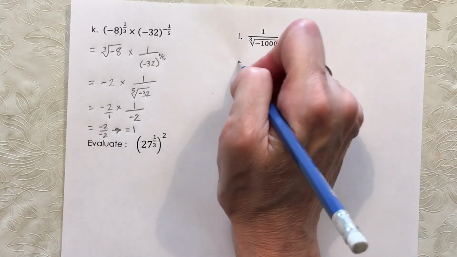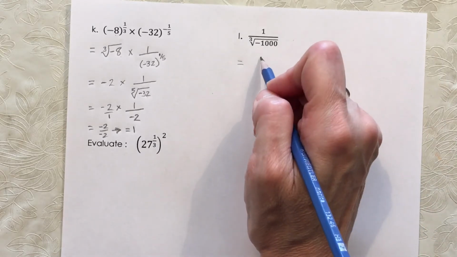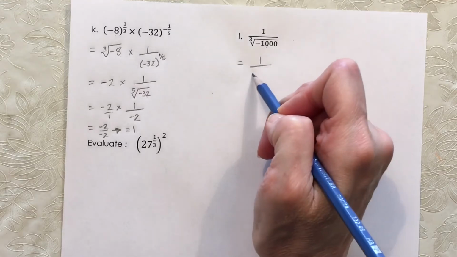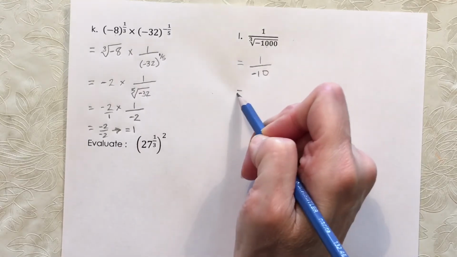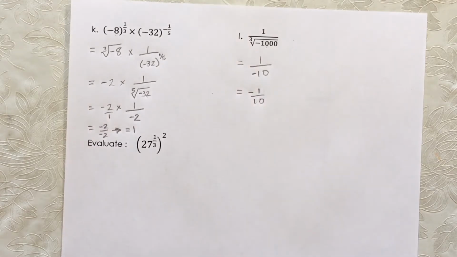And then the next one, 1 over the third root of negative 1,000. So 1 over what number multiplies by itself 3 times to give me negative 1,000? That's negative 10. But that would probably be written in the back of the book as negative 1/10. Usually we don't leave the negative sign in the denominator.